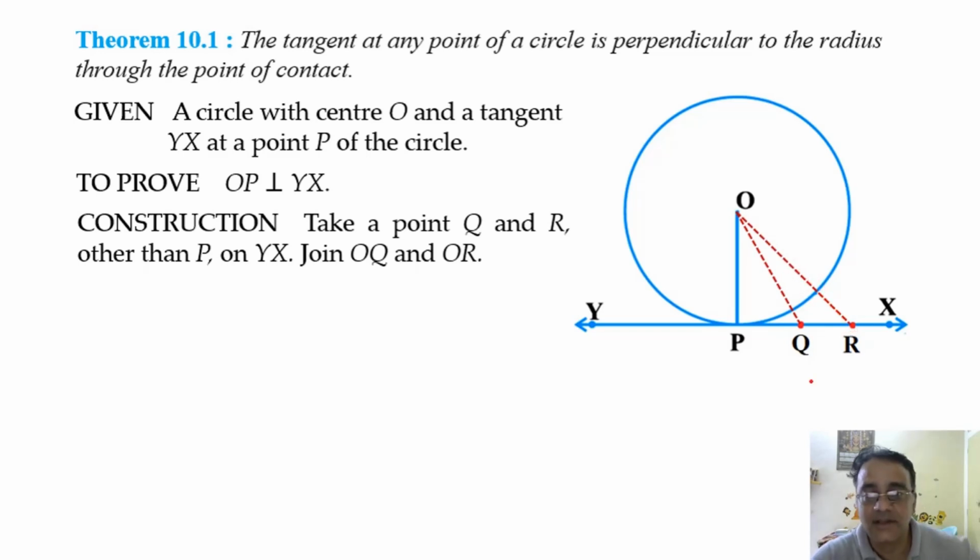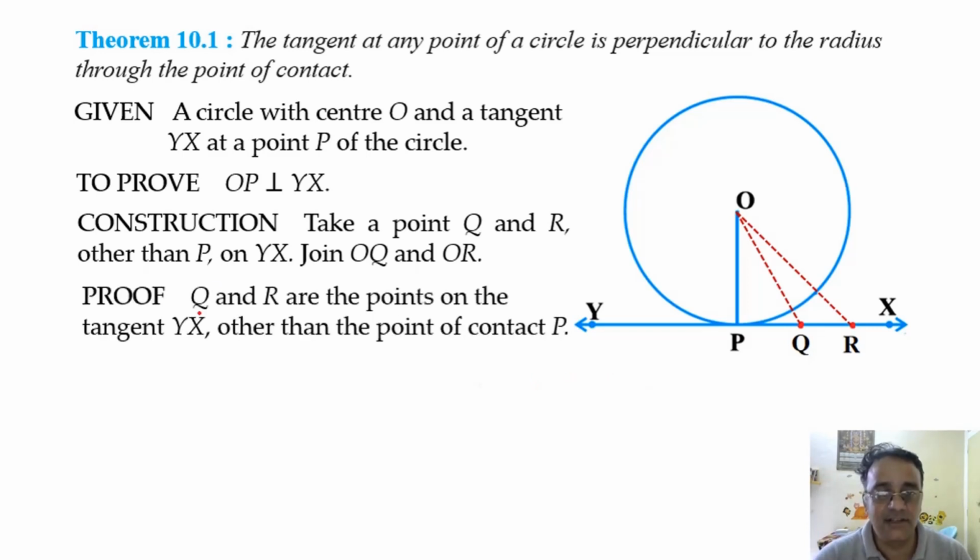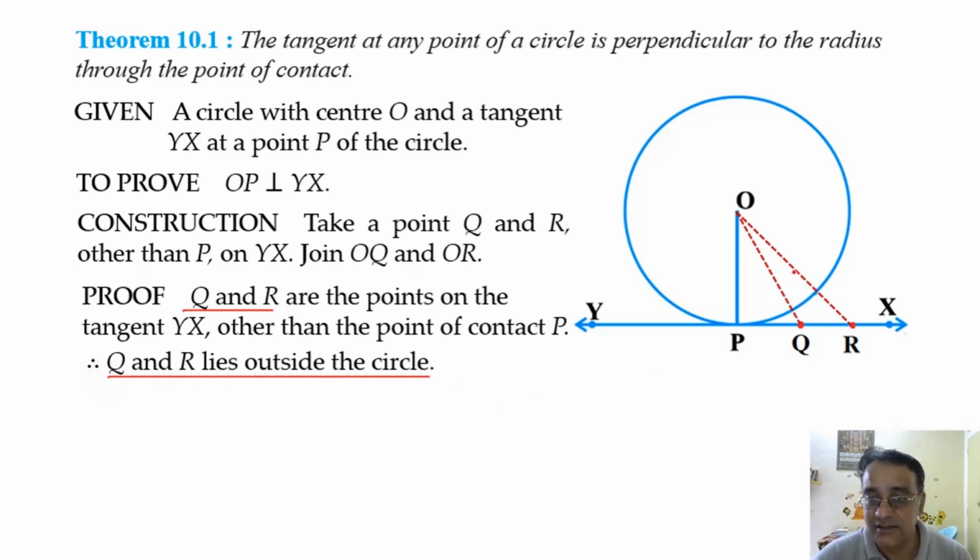Okay, is the construction clear to all of you? Yes, sir. Okay, now just now we have seen that if a point lies outside the circle, its distance from the center is greater than the radius. The 3 cases we saw just now. So let us start with Q and R, which are points on the tangent YX other than the point of contact P, and Q and R lie outside the circle. So what can you say about OQ and OR?